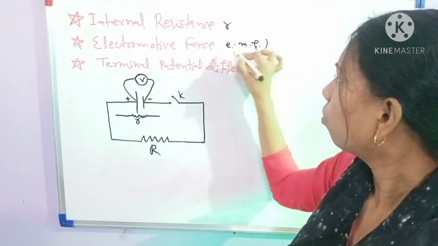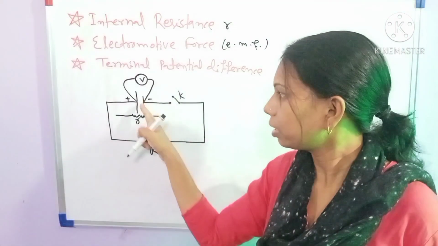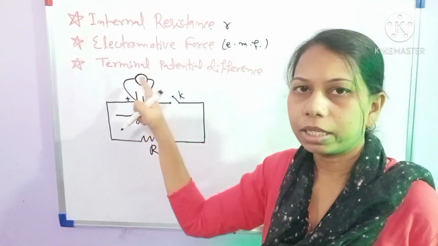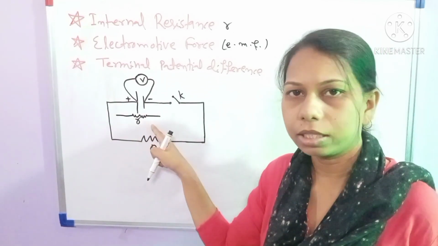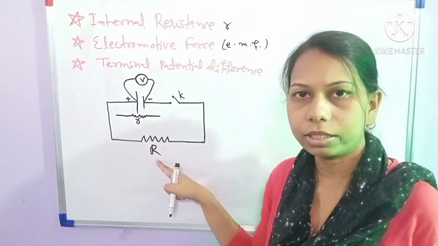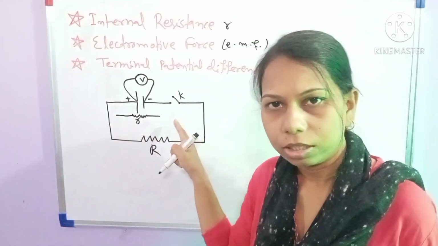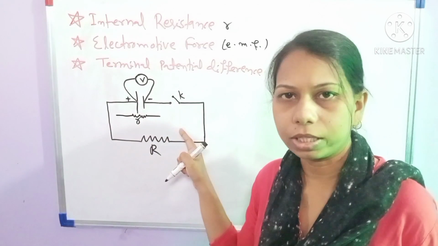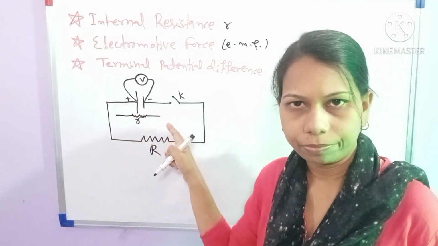What is an open circuit? Come to the same diagram again. Here one cell is there. A voltmeter is connected across the cell. Small r is the internal resistance. Capital R is the external resistance. Here K is the key which is not pressed. So this circuit is known as an open circuit since no current is drawn from the cell.